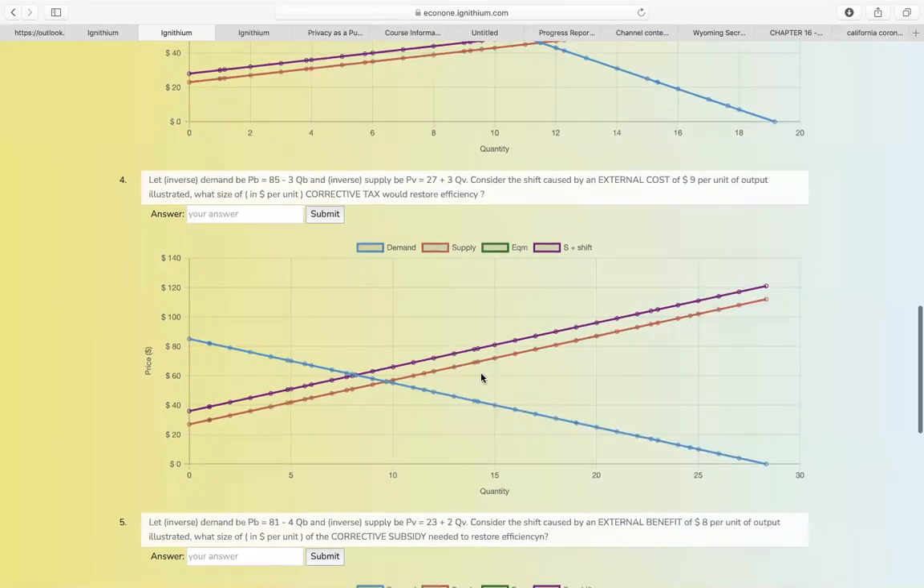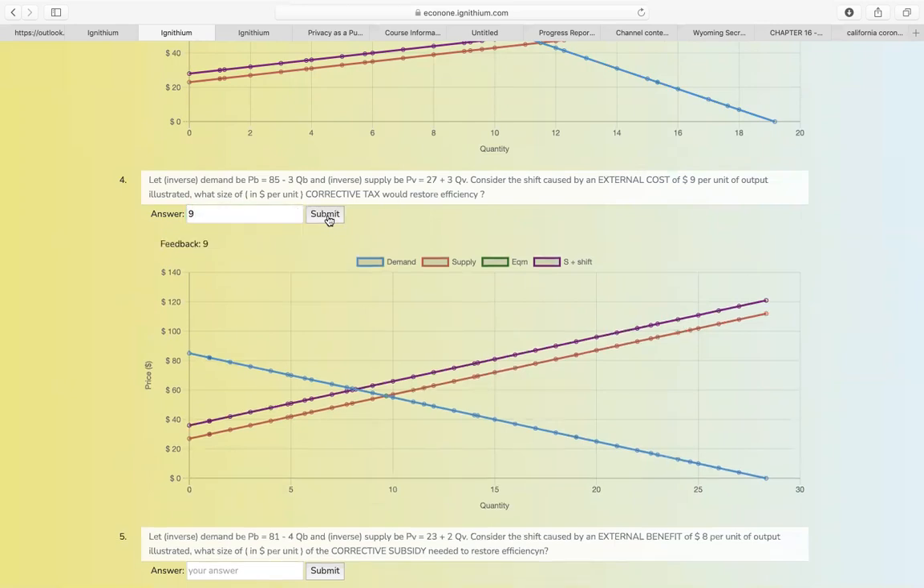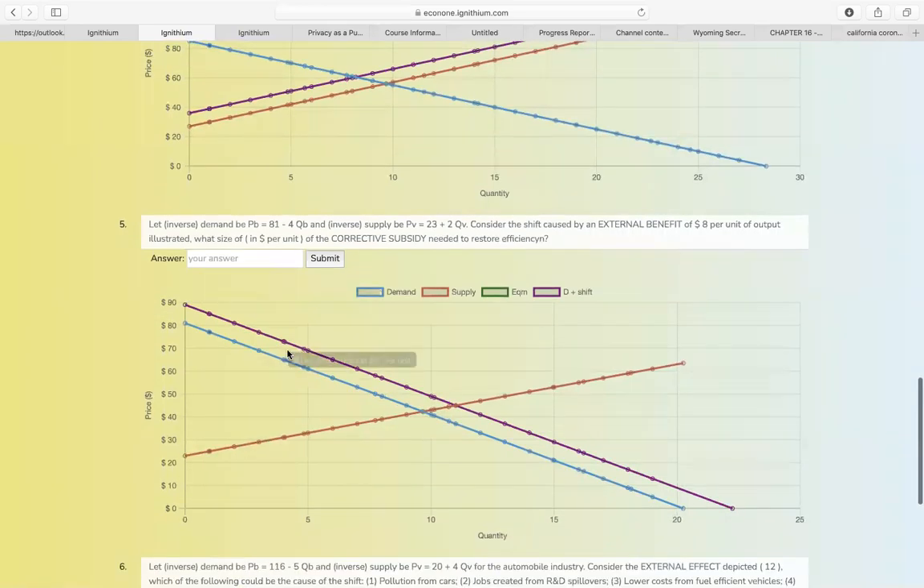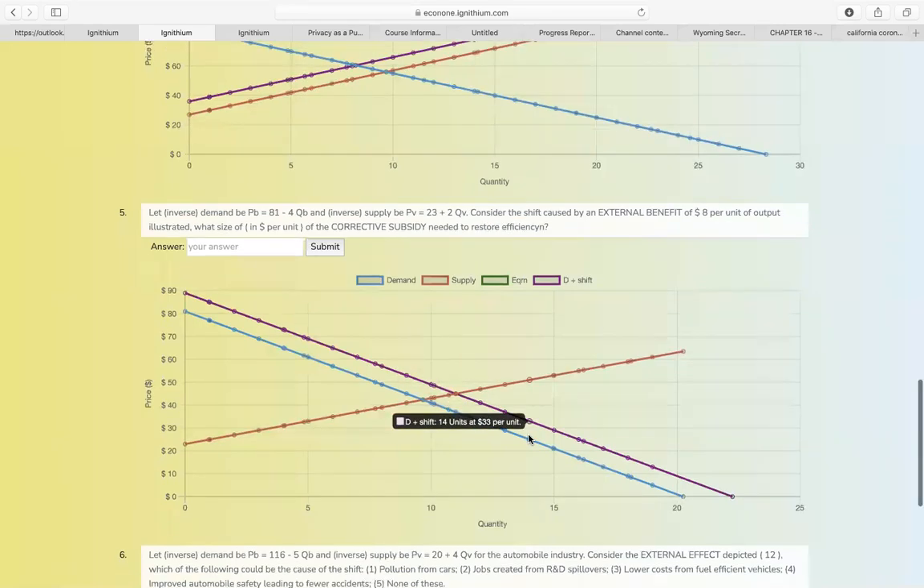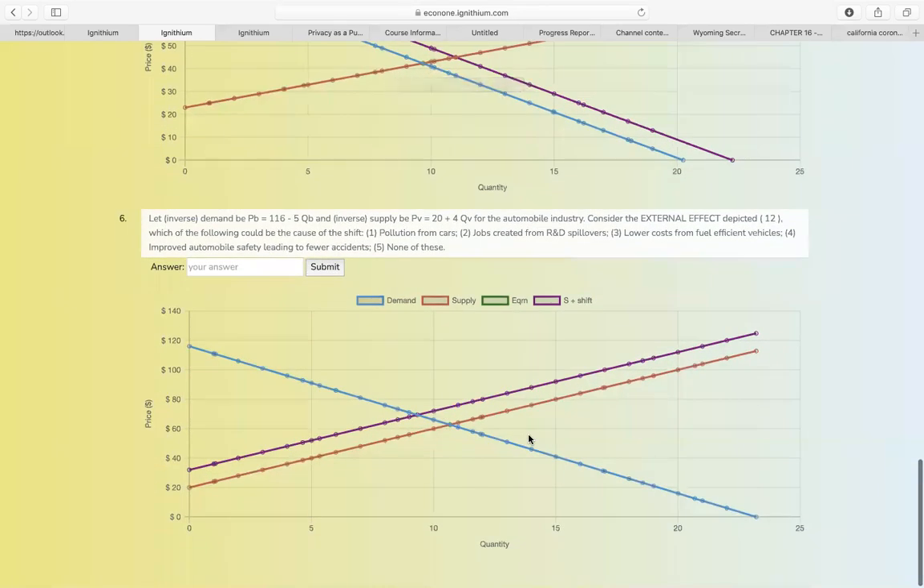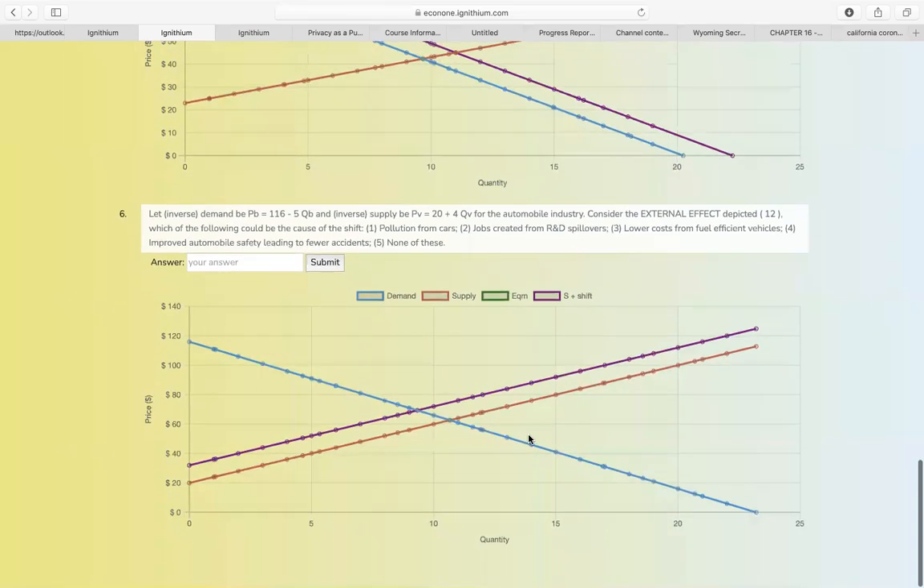Oh, and this is one asking about a corrective tax. And here, the corrective tax would just be equal to the size of the external cost. So I don't know, we can put it in and see what it comes out at, but yeah, just 9. Okay. And a corrective subsidy, again, would be equal to the size of the external benefit.